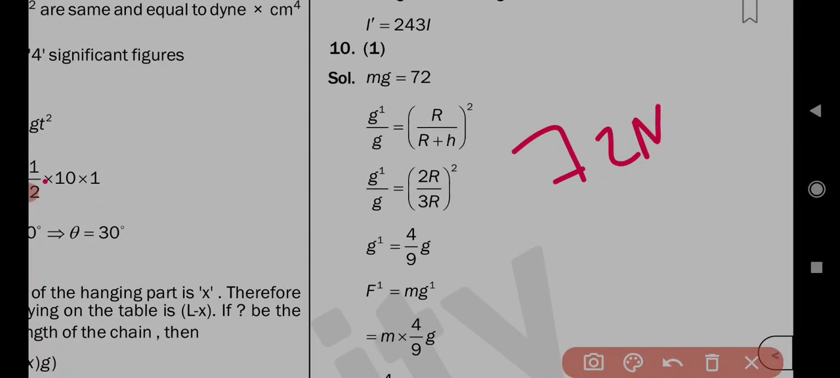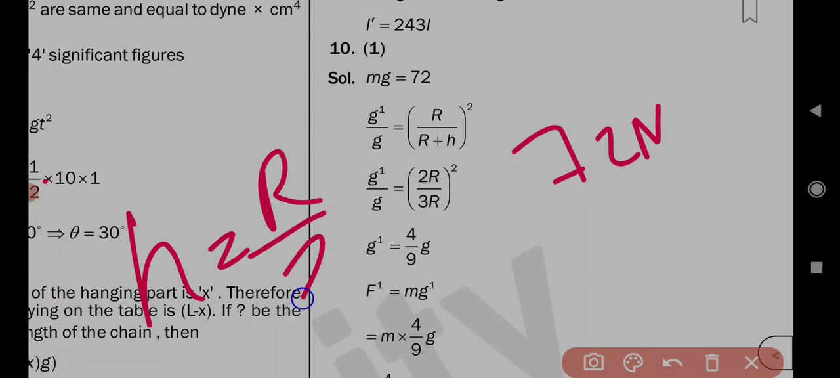Next question. Let's do it fast, guys. If a body weighs 72 newtons on the surface of the earth, what is the gravitational force on it at a height equal to half the radius of the earth? So the question is, a body is there on the surface of the earth, its weight is 72 newton, and we took it to the height that is equal to half of the radius, and we need to tell what is its weight there.